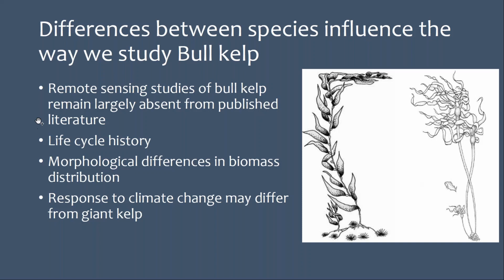There are also important morphological differences between the biomass distribution for bull kelp and giant kelp. Bull kelp has biomass concentrated at the surface and the canopy, whereas giant kelp biomass is distributed throughout the entire water column. And I think for me, one of the most interesting science questions is what the response to climate change is between the two different species.